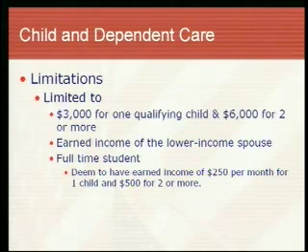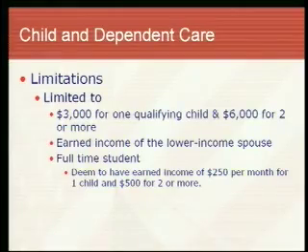And then if you have a spouse that works, and a spouse that's a student with no income, as opposed to it being limited to 0 because that spouse has no income, the student is going to be deemed to have earned income of $250 per month for one child, or $500 per month for 2 children. Okay?